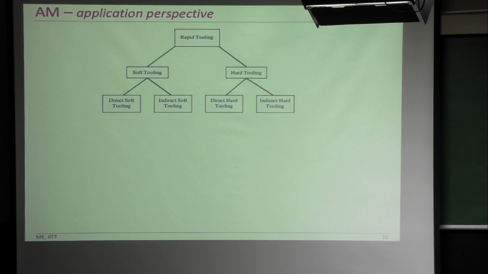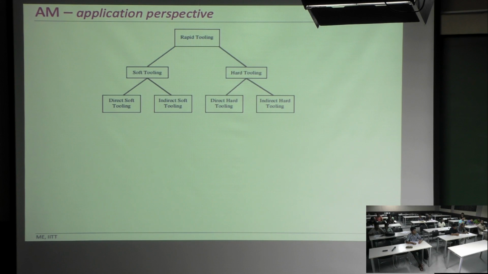Again, this rapid tooling is subclassified into various variants. One is soft tooling and the other is hard tooling. Soft tooling is subclassified into direct soft tooling and indirect soft tooling. Similarly, hard tooling is subclassified into direct hard tooling and indirect hard tooling. We'll see all these things in detail. First one is direct soft tooling.